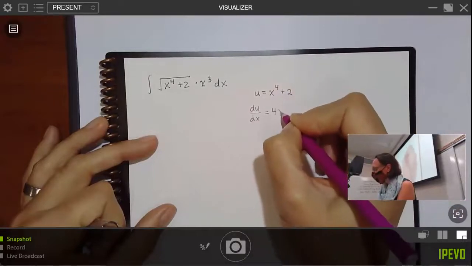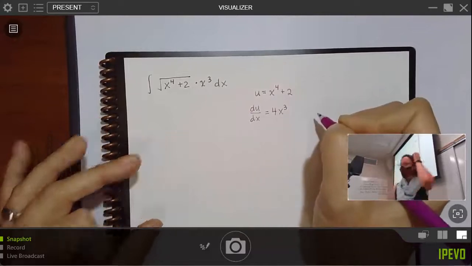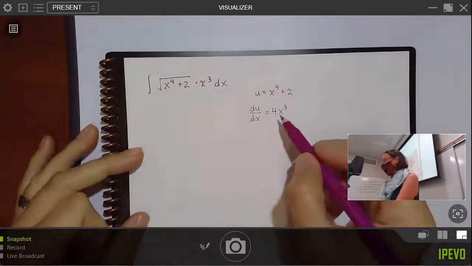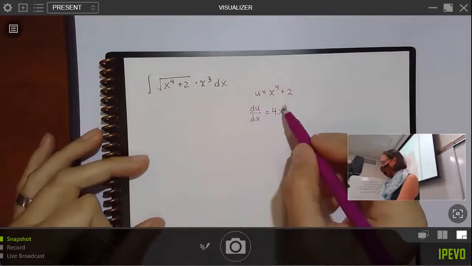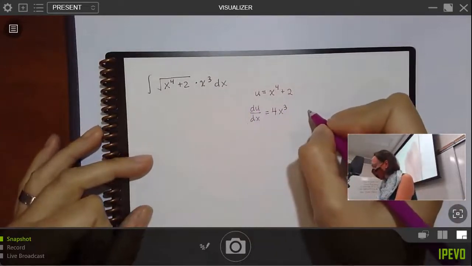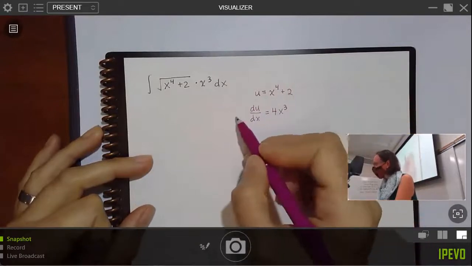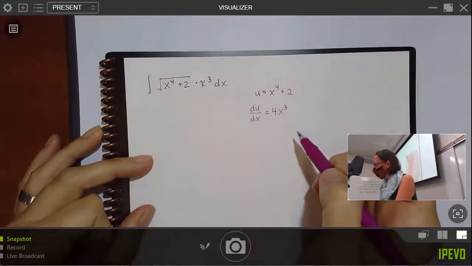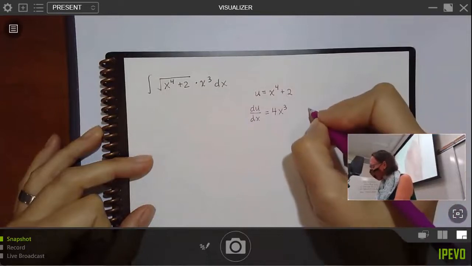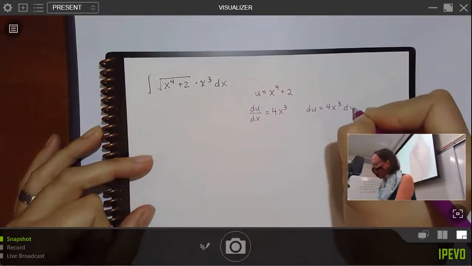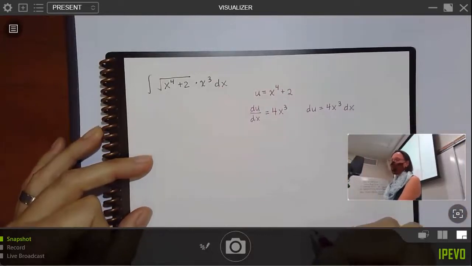would be 4x cubed. Now I'm writing this out as a derivative, but functionally, what I usually write instead of this step is I skip ahead to writing it as the differential, meaning that I've already multiplied both sides by dx. So I would actually write du is equal to 4x cubed dx. And that's what I would put in my list.